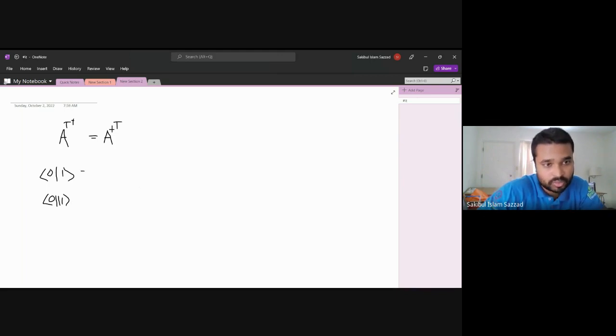Now if you want to write the bracket notation for these, we know the bra notation for 0 is 1 and 0, and the ket notation for 1 is 0 and 1. Now we'll do just a simple matrix product. How does the matrix product look? It is 1 multiplied by 0, 0 multiplied by 1. This is 0.